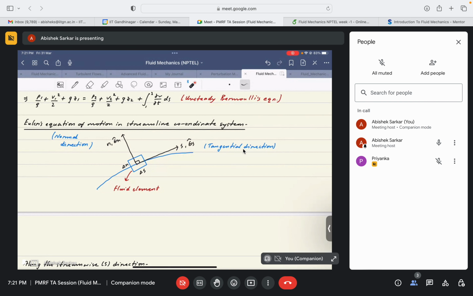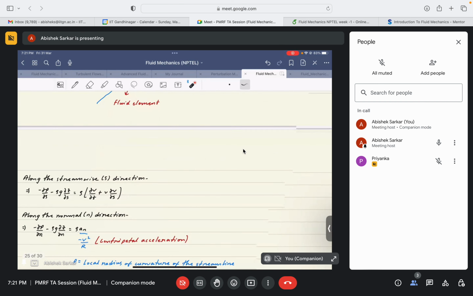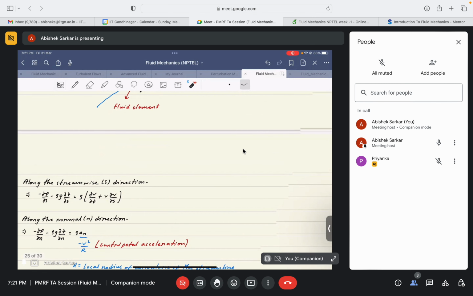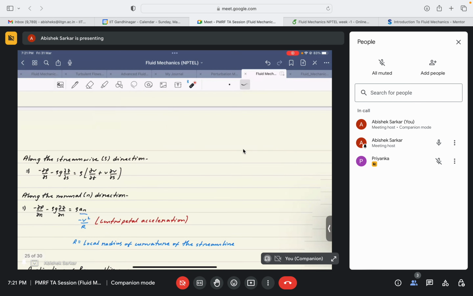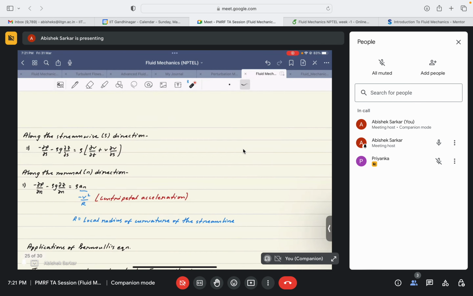So I guess Professor Chakraborty has discussed its derivation, so I will not go extensively through it and just discuss the final form of the equation. Along the streamwise direction, that is along the s direction, this is the form of Euler's equation, and along the normal direction to the streamline, this is the form of Euler's equation.